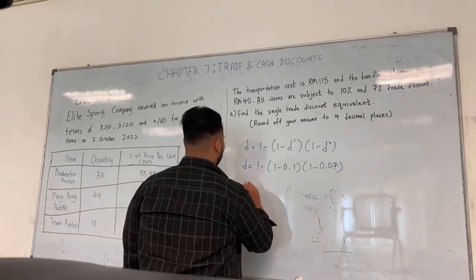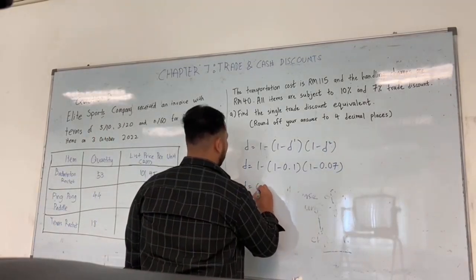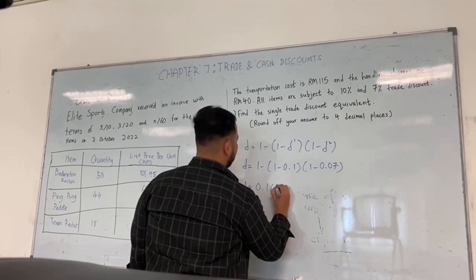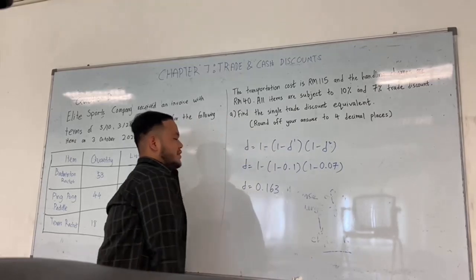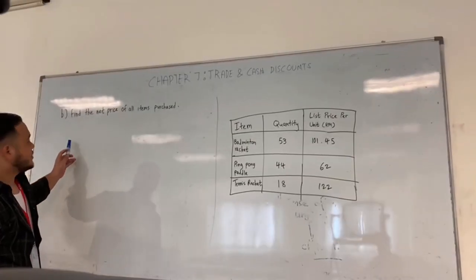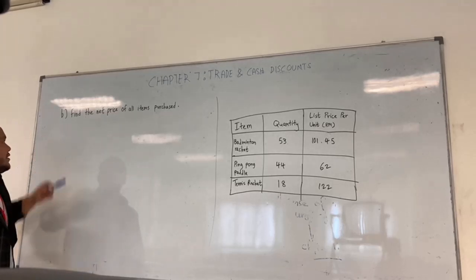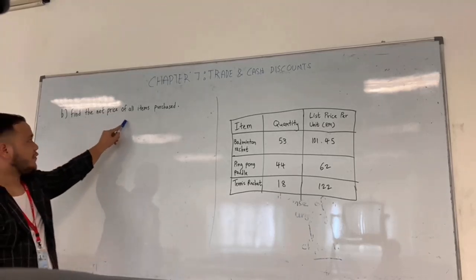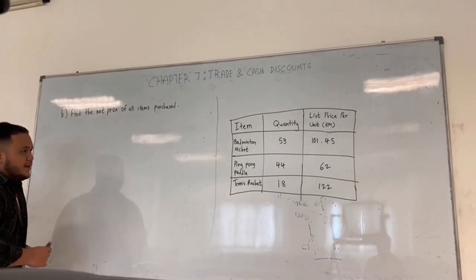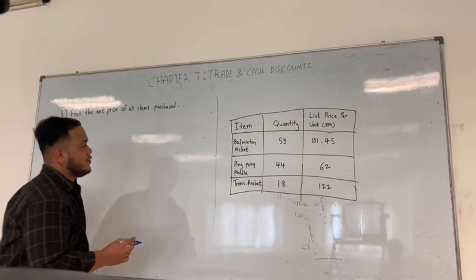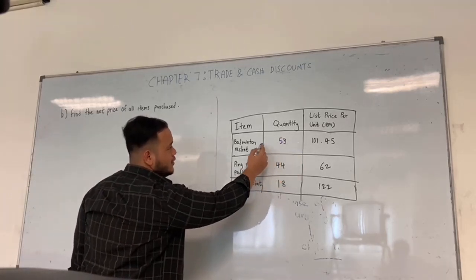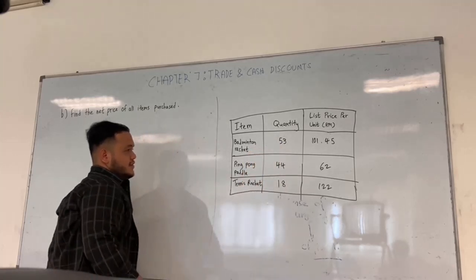And the answer is D equal to 1.163. This is the answer. It's easy. Okay. Now, question B. Find the net price of all items purchased. Now, we need to know the price of all the items and quantities.